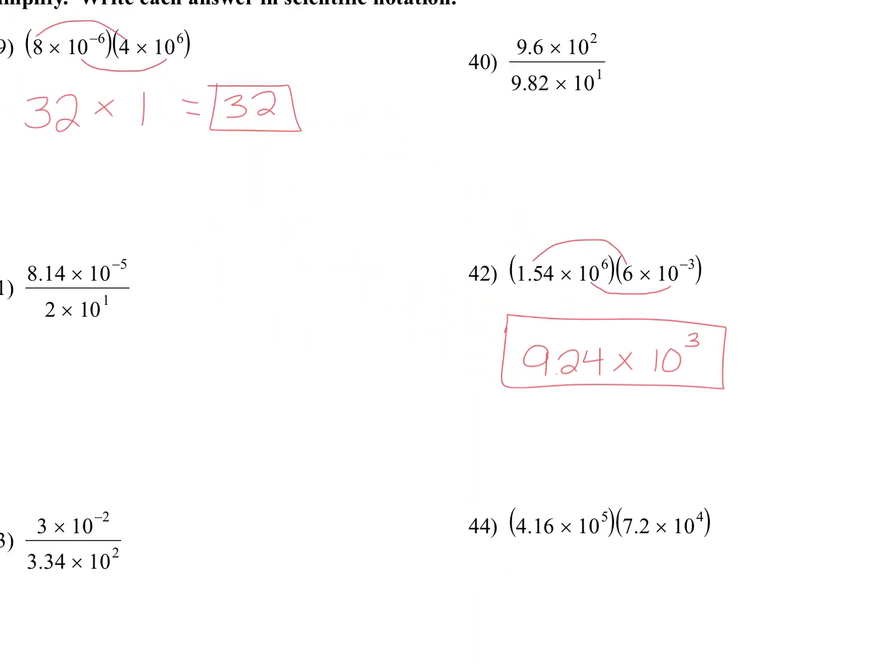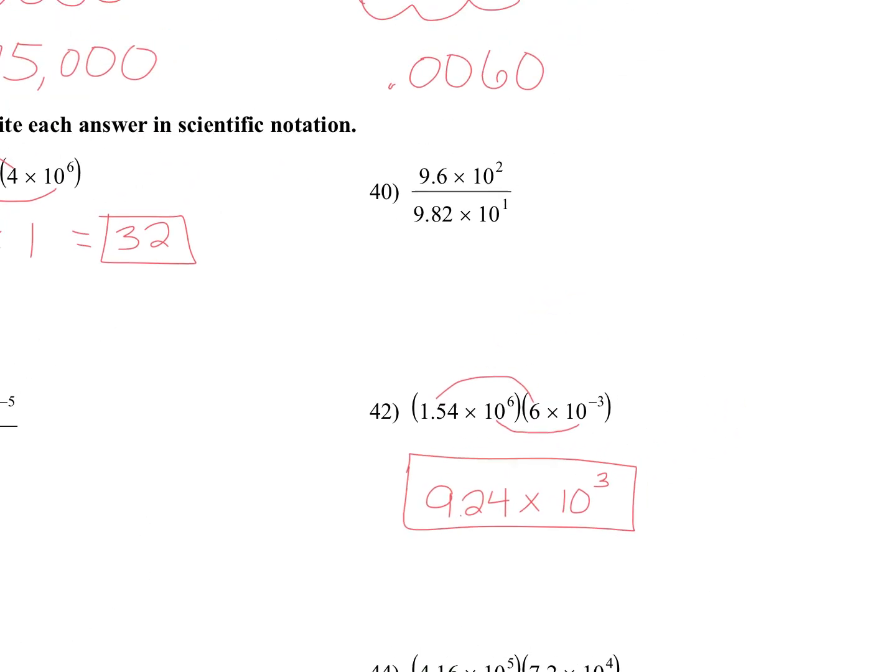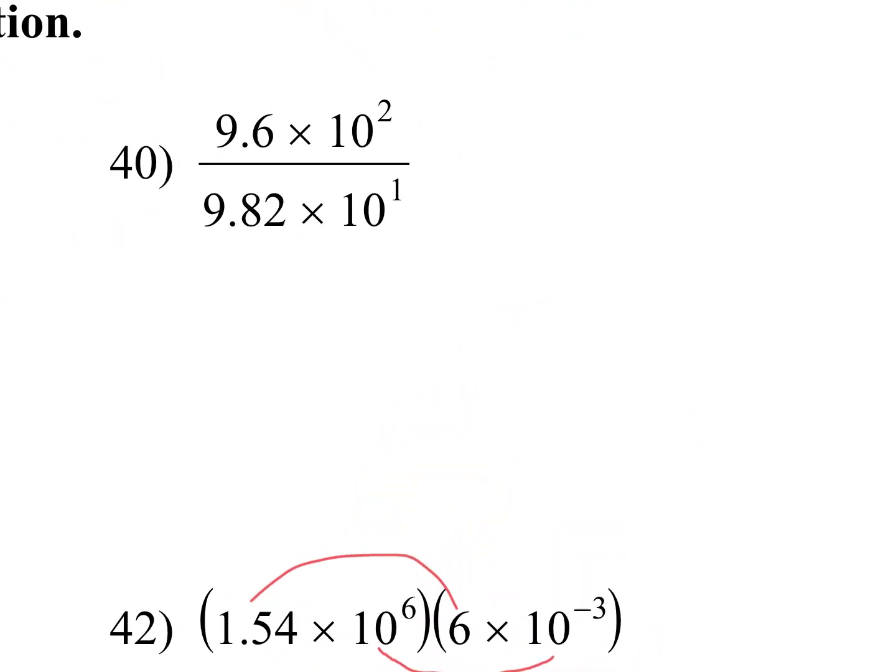Okay, one more I want to talk about on this page is the dividing ones. Same way, I'm going to look at 40. Same way that we did the multiplication ones, you're going to divide like terms. So 9.6 is going to be divided by 9.82. 0.9. Give yourself like 3 decimals.